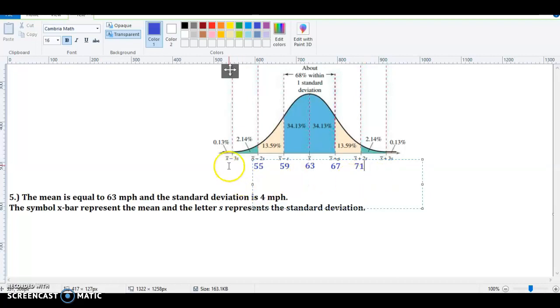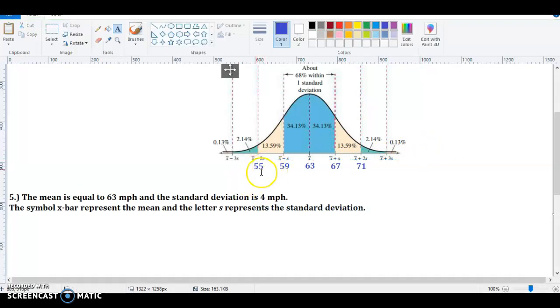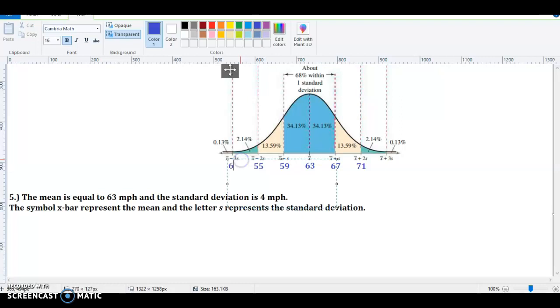Lastly, we're going to get the two values that are 3 standard deviations to the left and 3 standard deviations to the right. All we need to do is subtract 4 from 55 to get 51. So 51 is 3 standard deviations to the left of the mean.